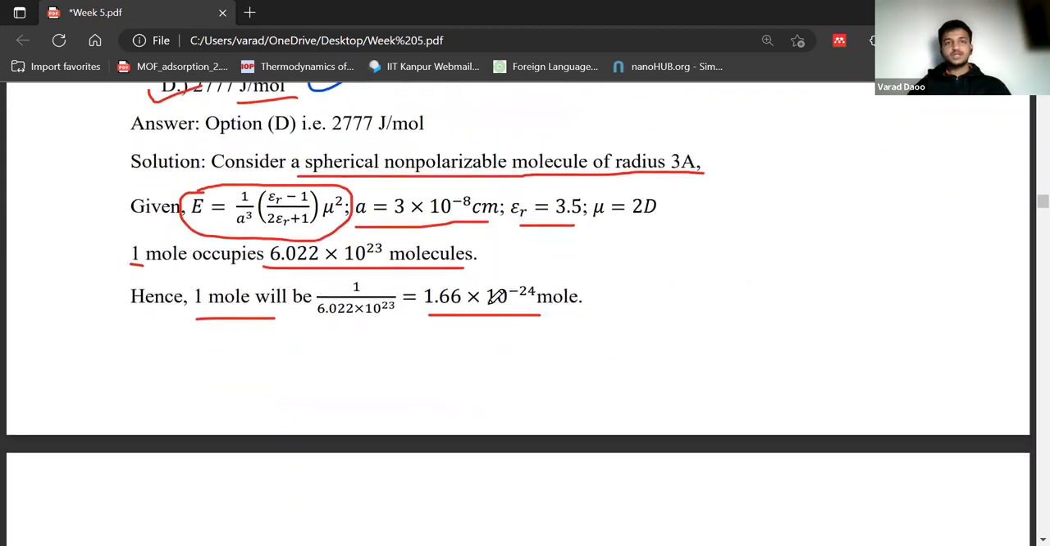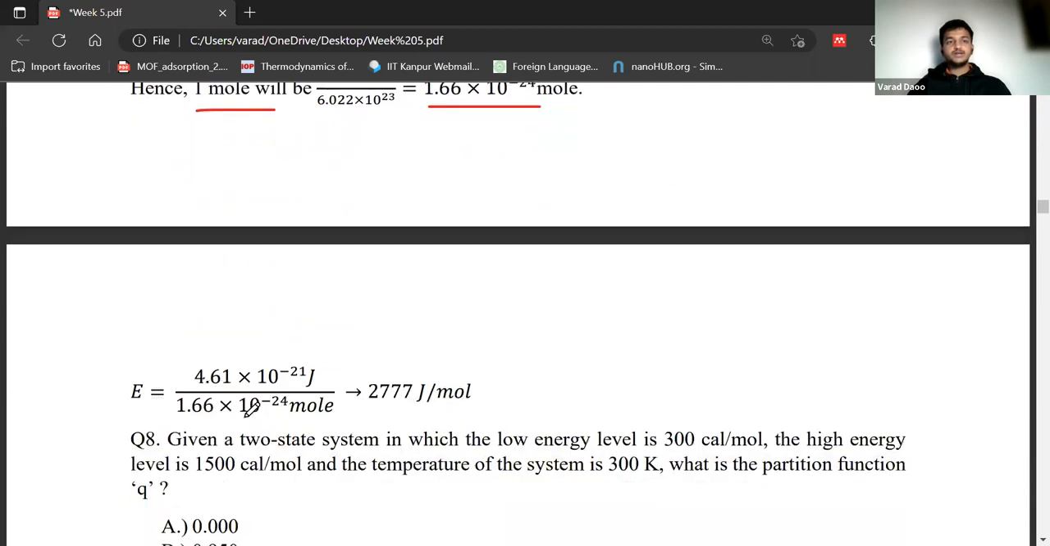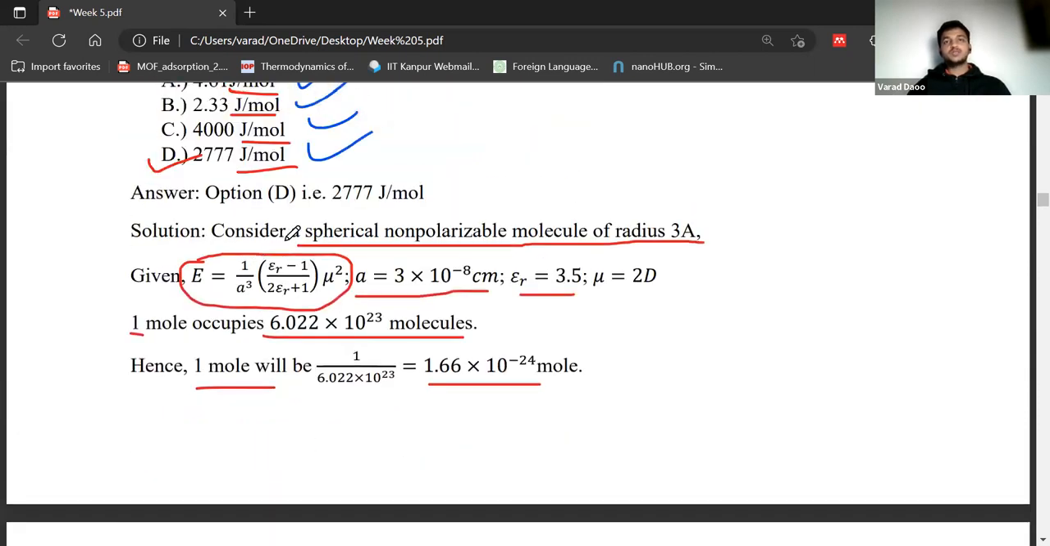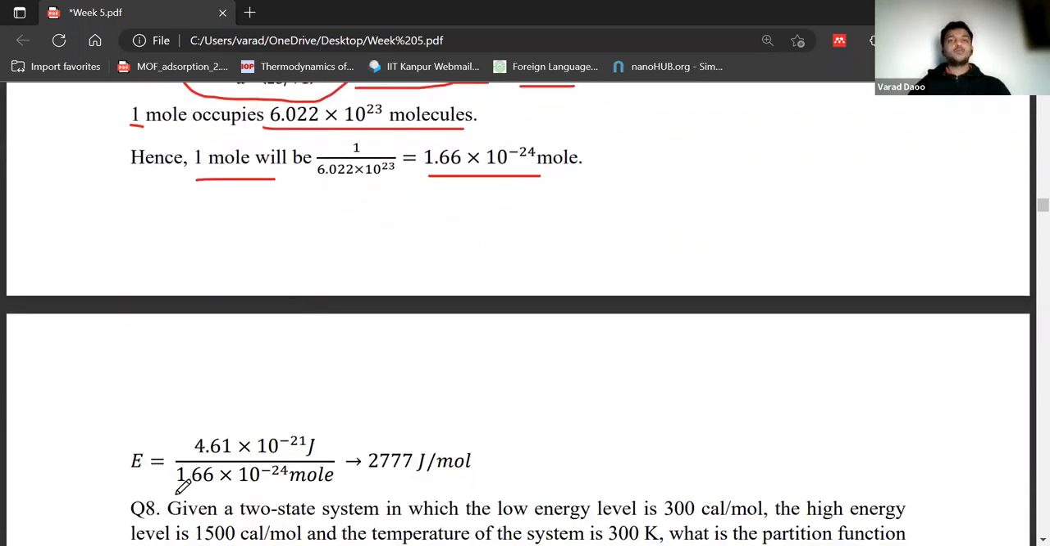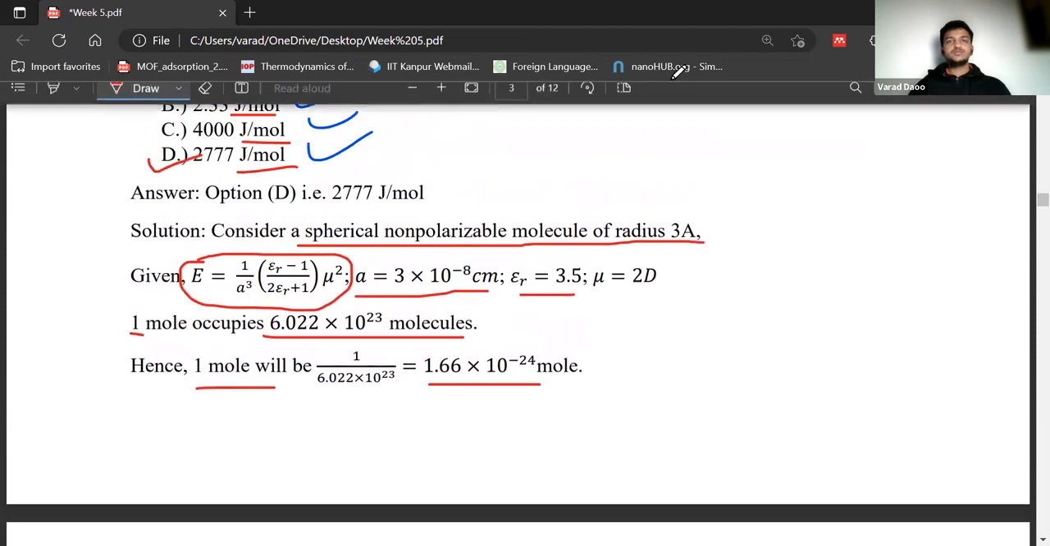When you put these values into this expression, you get 4.61 times 10 to the power minus 21 joule. Because this is for one molecule, we just need to multiply it by the appropriate conversion factor, and when you do this, you get this expression. Anybody has any question?